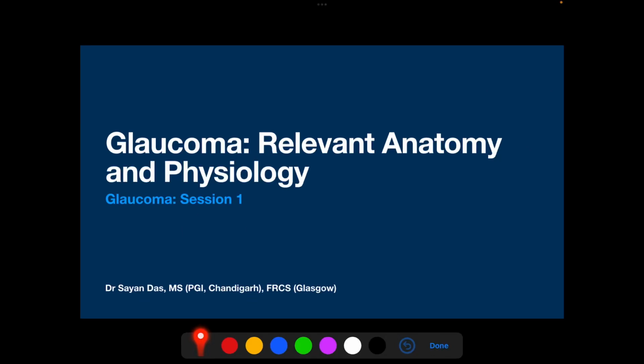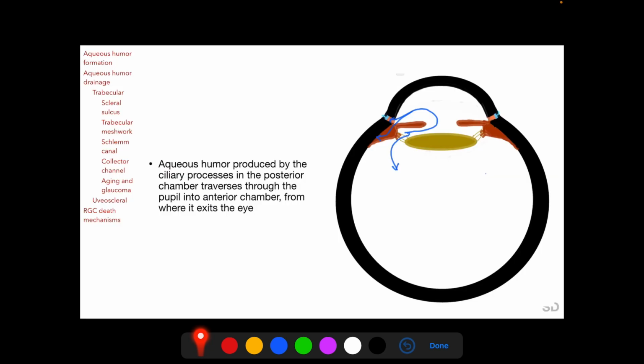Welcome. With this session we start the glaucoma section, and in this session we'll be discussing the relevant anatomy and physiology in glaucoma, and these include aqueous humor formation, aqueous humor drainage, and death of the retinal ganglion cells in the retinal nerve fiber layer and the optic nerve head.